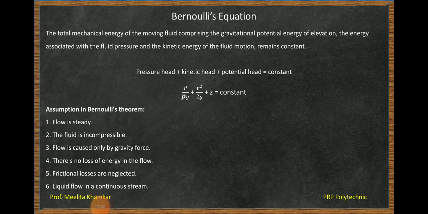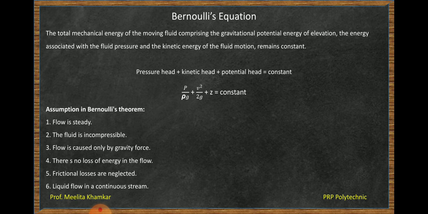In the previous video, we discussed that the pressure head plus kinetic head plus potential head is equal to constant, that is P by rho g plus V square by 2g plus Z is equal to constant. So in this video we are going to discuss the applications of Bernoulli's equation.